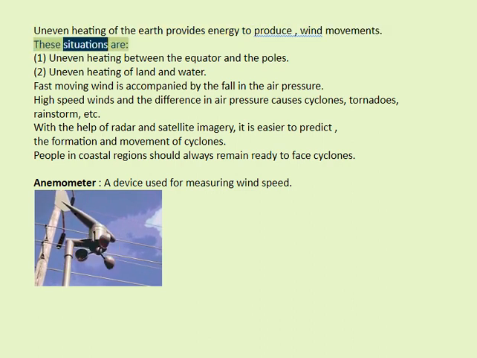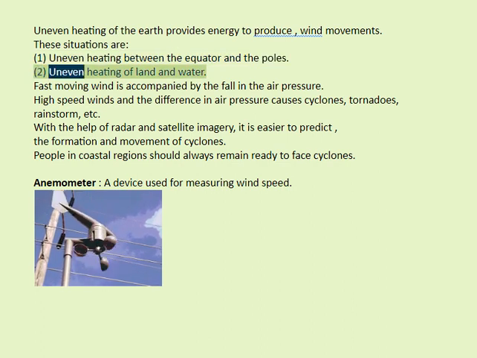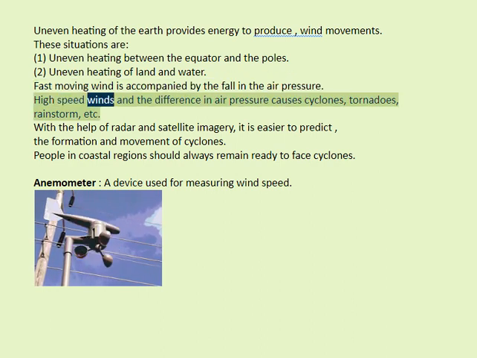These situations are: 1. Uneven heating between the equator and the poles. 2. Uneven heating of land and water. Fast-moving wind is accompanied by the fall in the air pressure. High-speed winds and the difference in air pressure cause cyclones, tornadoes, rainstorms, etc.